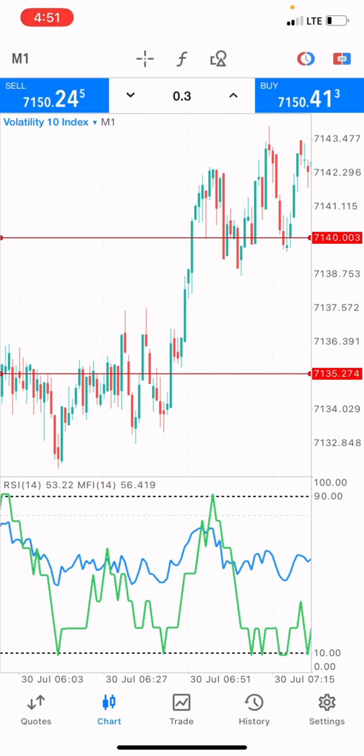At 71.35 at this point. Now we're going to be taking the red candles. We're going to be taking a sell when the MFI crosses above the level 90, and we're going to be taking a buy when the MFI crosses below the level 10. As easy as that. As you can see, I just marked out these 2 points which I'm going to use for this strategy. I'm going to be using the 1 minute time frame for this volatility 10 index strategy.